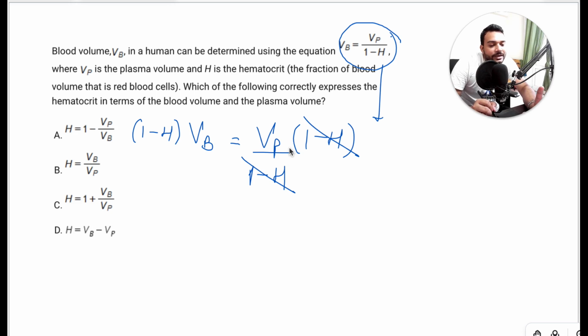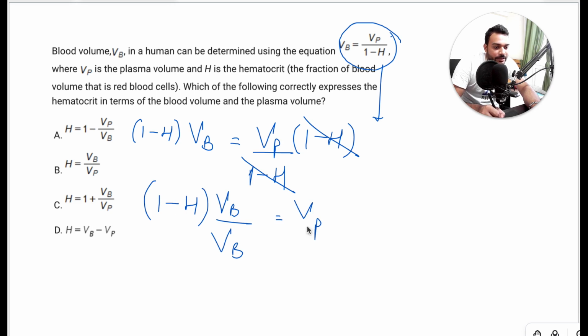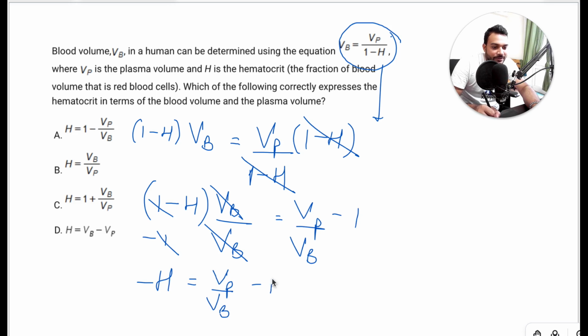Now we'll start isolating the H on the left hand side. First of all, we'll get rid of the Vb, so divide on both sides with Vb. Now cancel the Vb on the left hand side. It's 1 minus H is equal to Vp over Vb. Now we'll get rid of this 1. For that, we'll subtract a 1 on both sides. So 1 and 1 get cancelled. Negative H is equal to Vp over Vb minus 1.